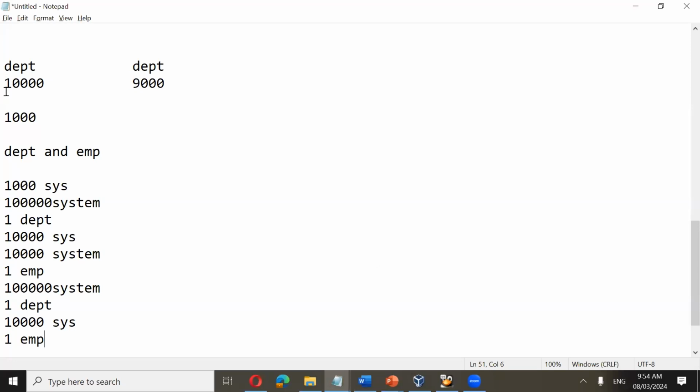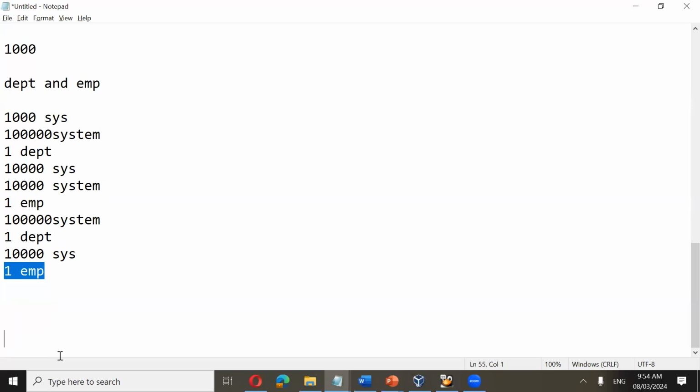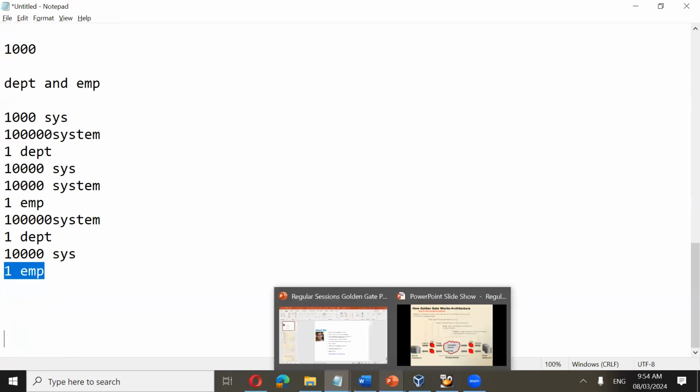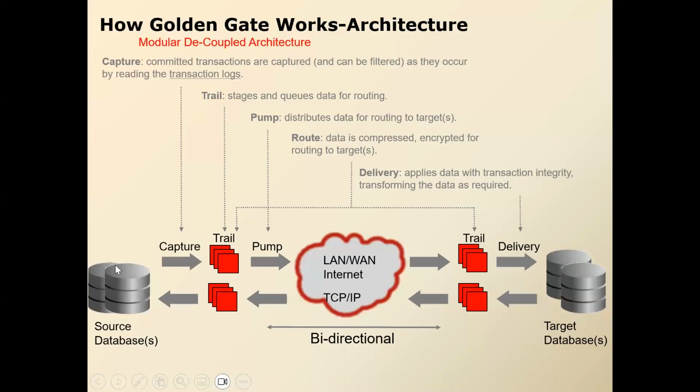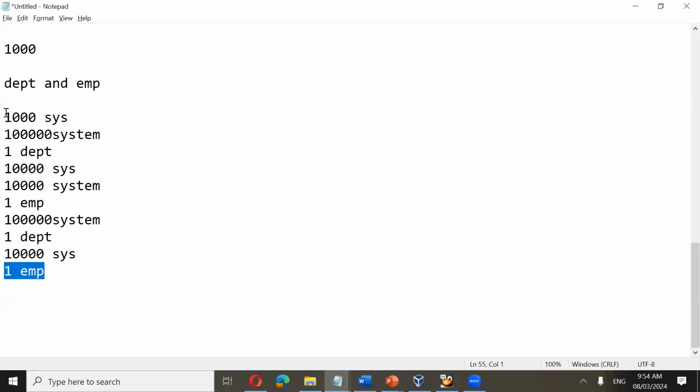So GoldenGate has to capture this one transaction for department, this one transaction for employee, and this one transaction for department and one transaction for employee. In classic extract, the extract is external to the database and it establishes connectivity with the database, and then it reads transactions in a sequential manner. So it has to read these 1,000 sys transactions first. Then it will read these 100,000 system transactions. After that, it will find this one transaction and capture it.